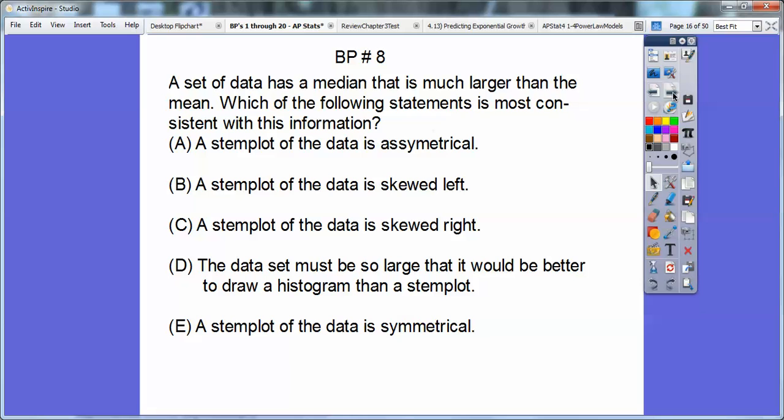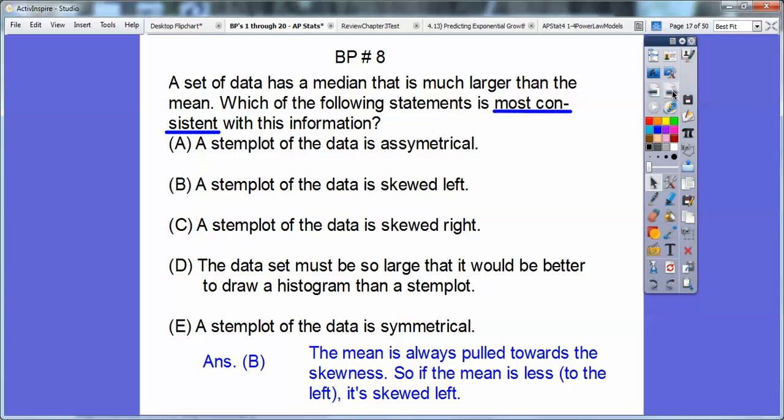So let's see, a set of data has a median that is much larger than the mean. Remember, the mean is pulled in the direction of the skewness, you guys. So if the median is larger, that means the median is to the right, which means the mean is to the left, which means it's skewed to the left. So choice B. The mean always gets pulled towards the skewness.